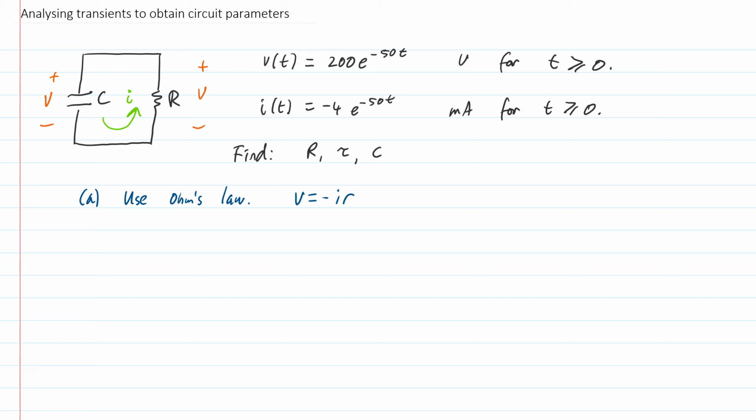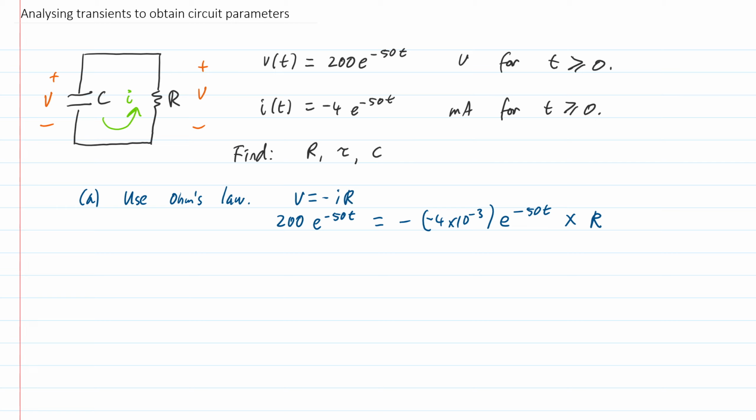And we can substitute in the values that we have. So the voltage was 200 e to the minus 50t equals negative of, and our current was 4 milliamps, so just being careful of the milliamp unit there. And that was also negative, so we have two negatives, times e to the negative 50t, times R, the value we're trying to find. I'll just write capital R to match my diagram.